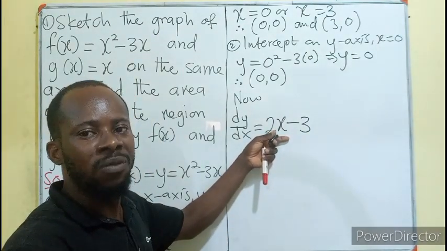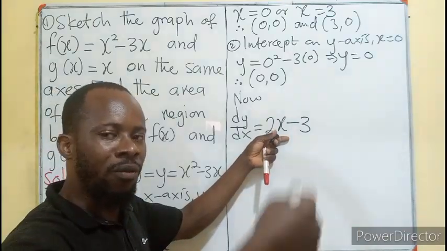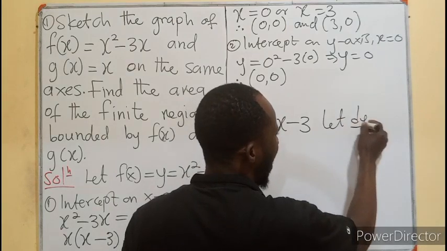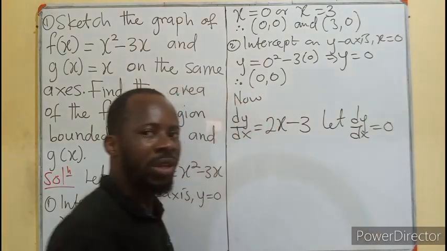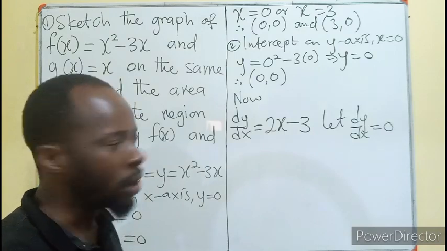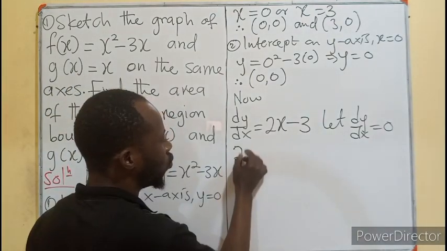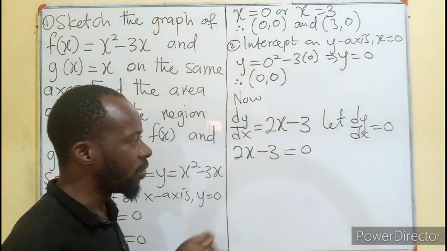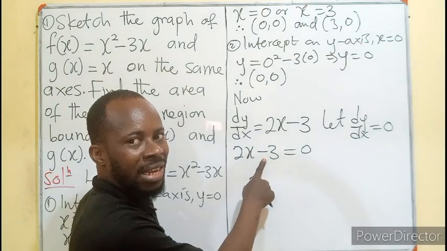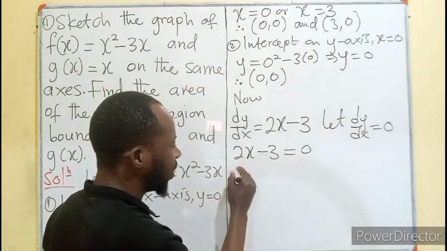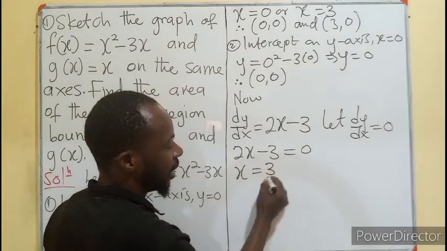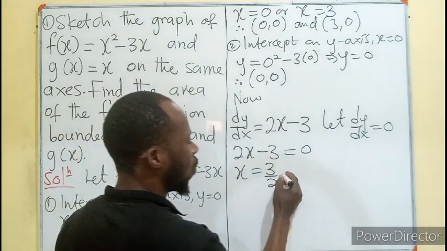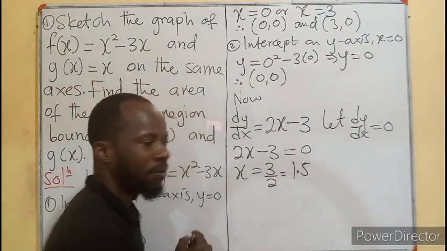We need to know what value of x we are going to plot and what value of y we are going to plot. So now we let dy dx equal 0. So I have my 2x minus 3 now equal to 0. With all things being equal, transposing the negative 3 to become positive 3, x will now be 3 over 2, which simply means we are dividing by the coefficient, and that could also mean 1.5.